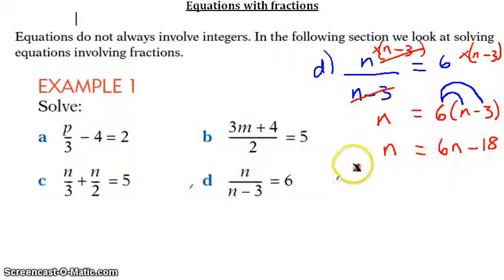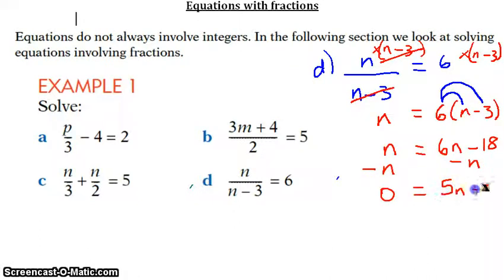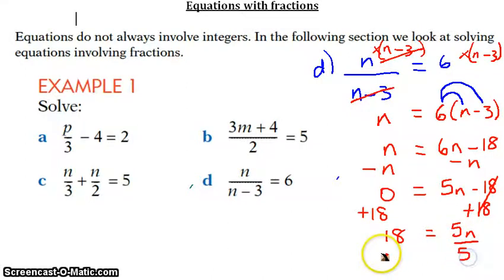I want n to be positive. So I'm going to take away n from both sides. So I've got 0 is 5n minus 18. And now I'm going to plus 18 to both sides. So 5n, minus 18 plus 18 is 0, and on this side I'm left with 18. To get n by itself, I divide both sides by 5, and n is equal to 18 over 5. And I can just leave my answer like that.